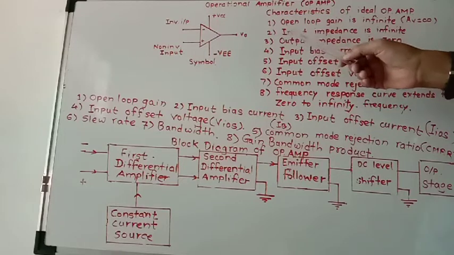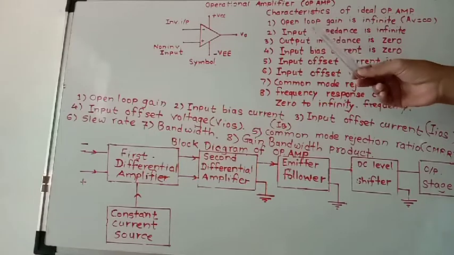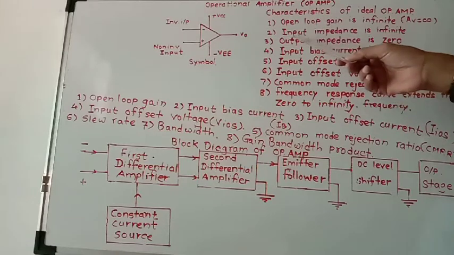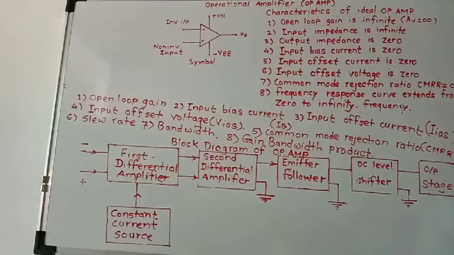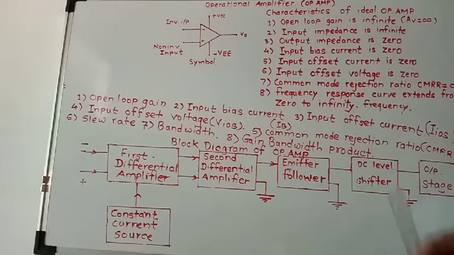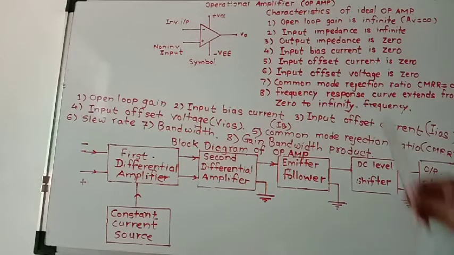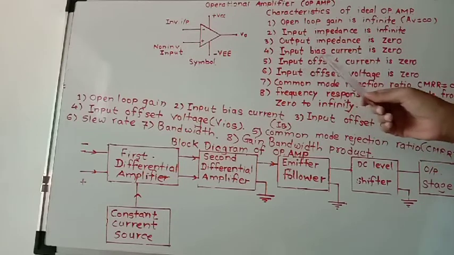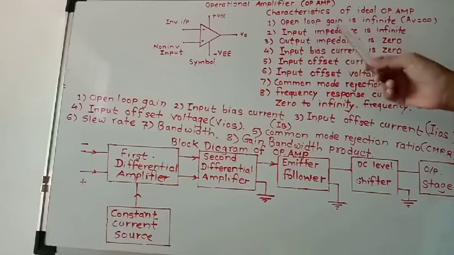Second characteristic, its input resistance or input impedance is infinite. Then output impedance is zero. Then its input bias current is zero. Then its input offset current is zero, and input offset voltage is zero.